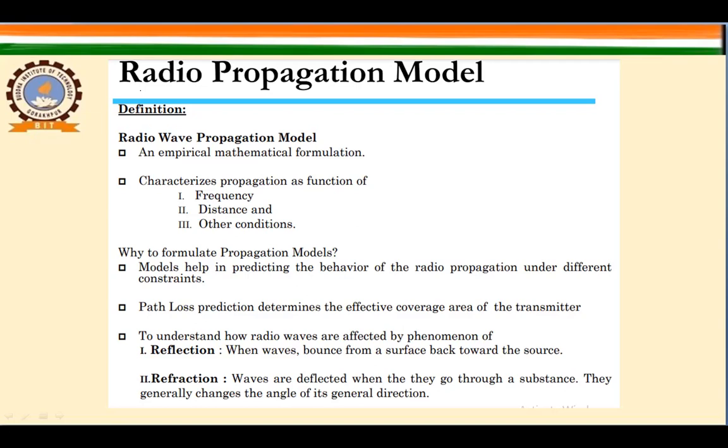We go for path loss prediction, which determines the effective coverage area of the transmitter. To understand how radio waves are affected, there are three types of phenomena: reflection, refraction, and diffraction. In reflection, the wave bounces from any surface back towards the source. In refraction, waves are deflected when they go through a substance like buildings, malls, or other things. They generally change the angle of their direction.